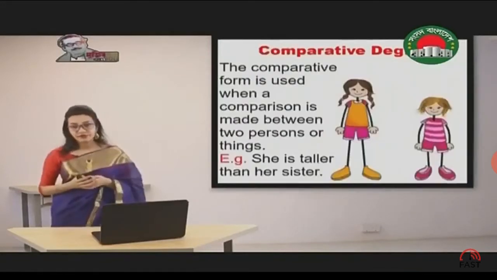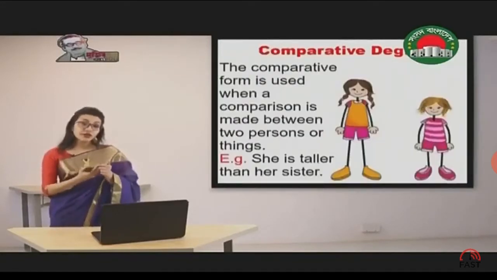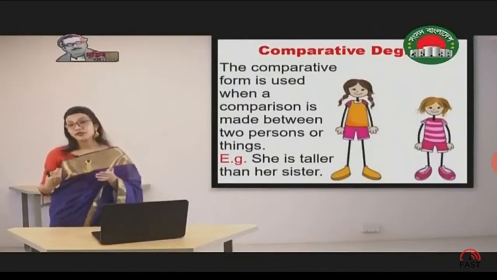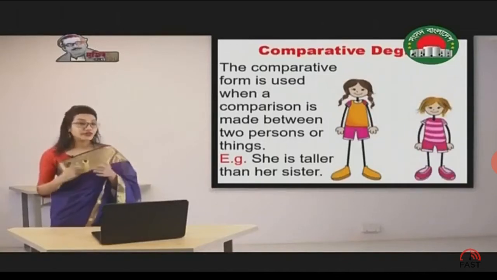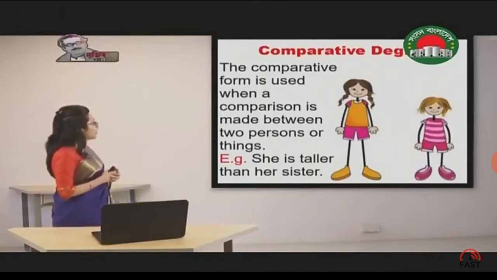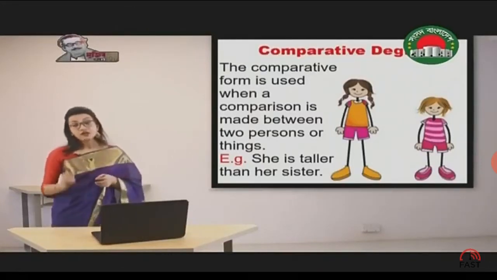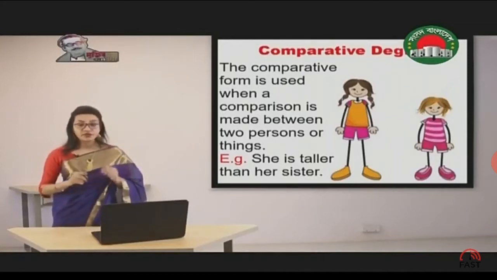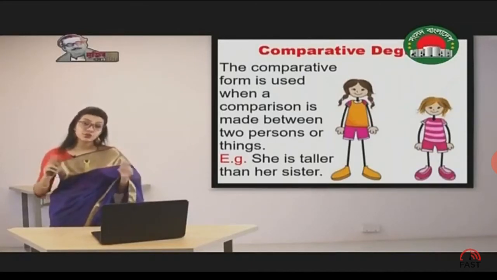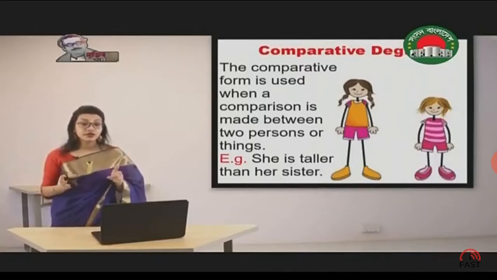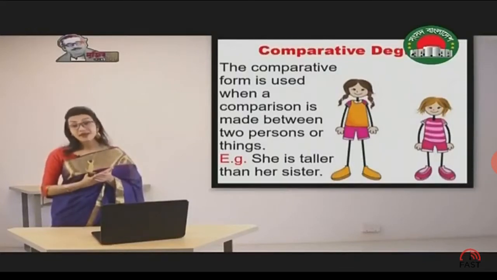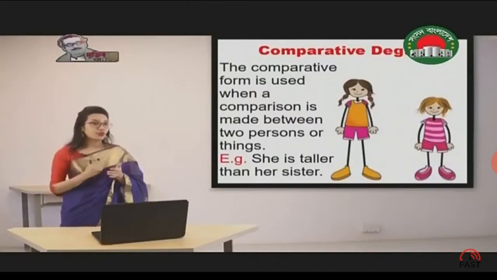Then what is comparative degree? As we know, the word comparative is coming from comparison. That means there is something that will be compared with another. The comparative form is used when a comparison is made between two persons or things. Now the word two is very important here. Whenever you're comparing two persons, then we are going to use comparative. It will happen only if the number is 2.